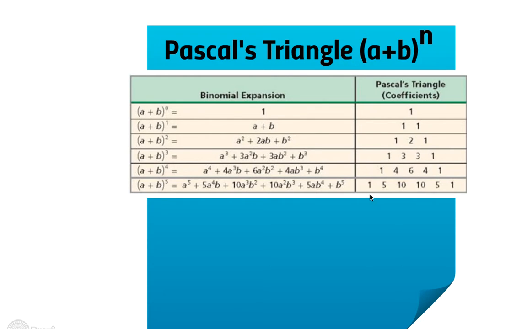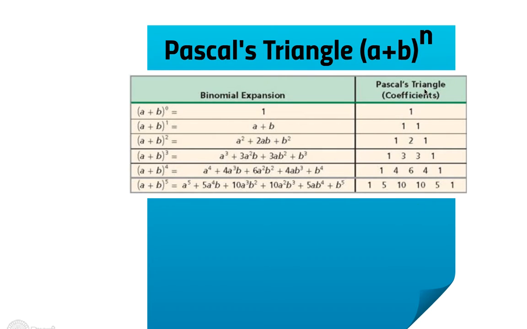Okay, so we start with the 1, then 1 plus 4 is 5, 4 plus 6 is 10, 6 plus 4 is 10, and 4 plus 1 is 5, and then we end with the 1. So, do not try to memorize this triangle. The only thing you need to remember is that the first two rows right here have a 1, 1, and a 1. After that, you just have to know you start with a 1, you end with a 1, and to get the numbers in between, you have to add the two numbers that are above it.